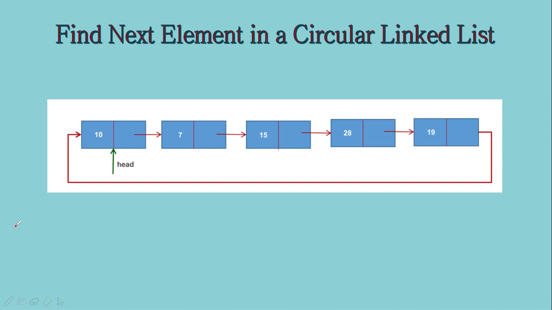Hi everybody, in this video we will be discussing how to get the next element in a circular linked list. So given a circular linked list like this and an element, we have to return the next element in the circular linked list. For example, if this is the linked list and 7 is the element, then we have to return 15, and the last element will not have a next element. So if the element given is 19, then we should return -1.